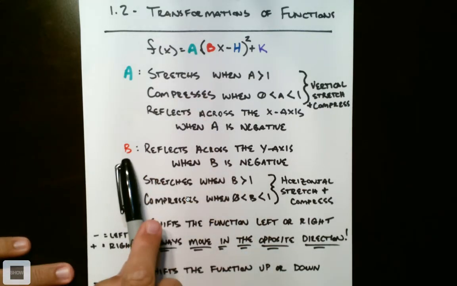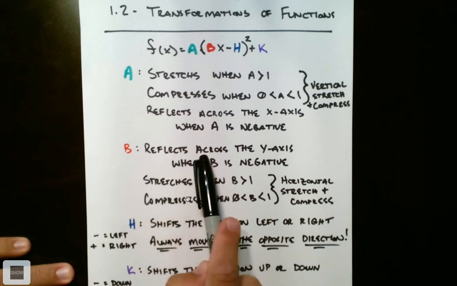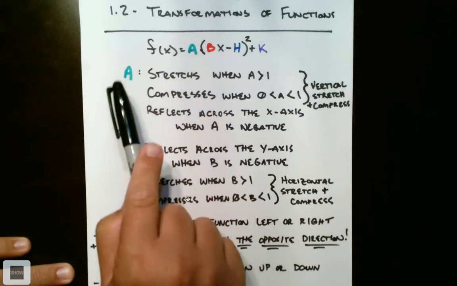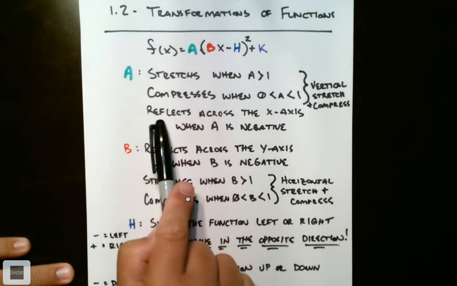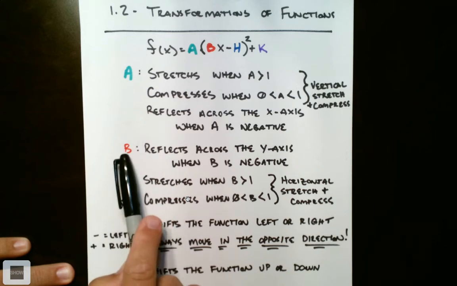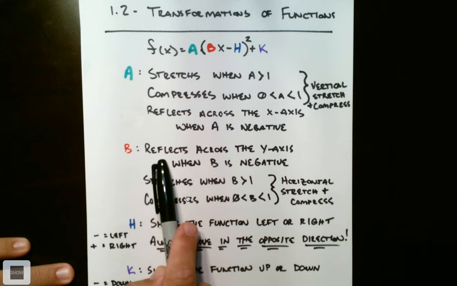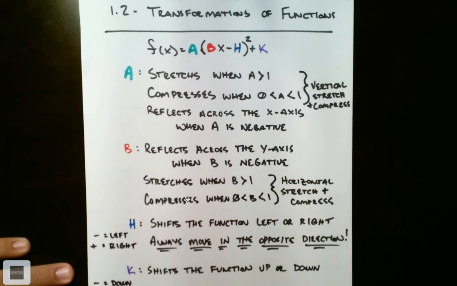And then for B, this B value is going to tell you that you need to reflect across the y-axis when B is negative. So similar to A tells you to reflect across the x-axis if it's negative. If B is negative, like if this was negative 2x, that would tell you to reflect across the y-axis. Similar to A, if B is greater than 1, it's going to stretch. If B is between 0 and 1, it's going to compress.